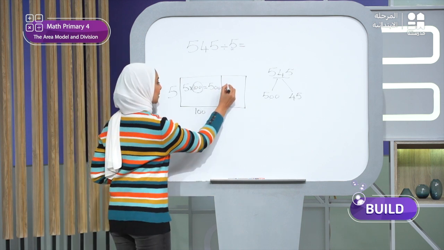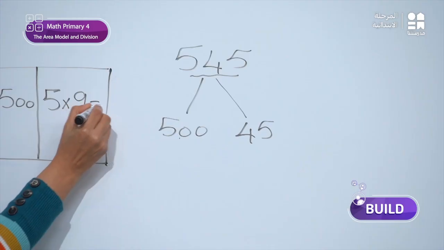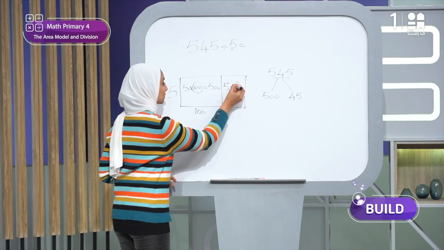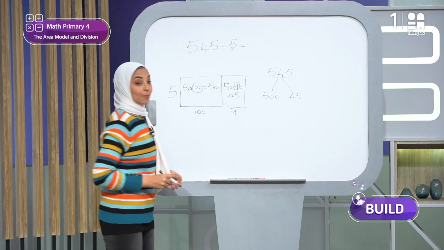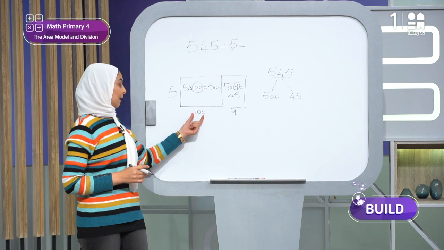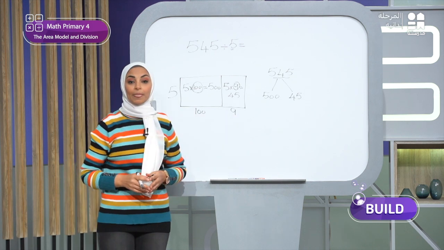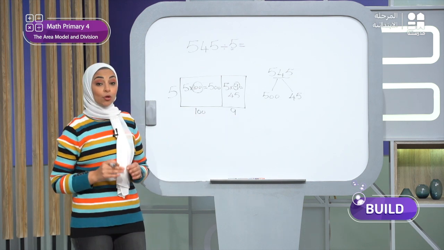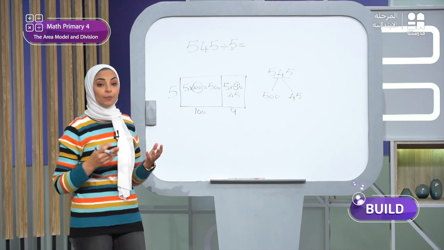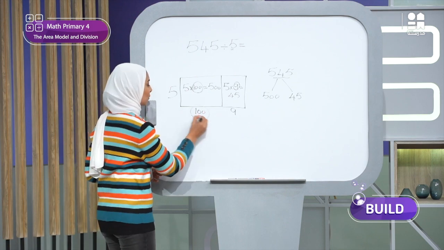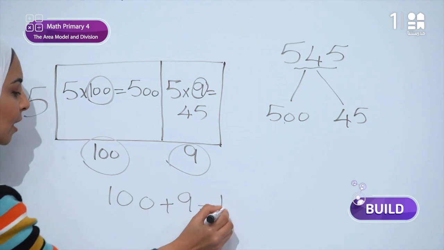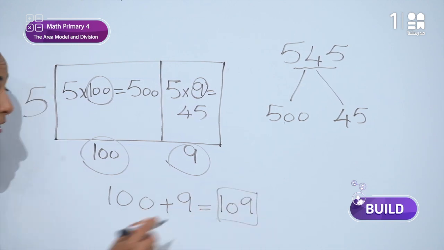So, let's write it here. 5 times 9 equals 45. And then, what should I do? Yes, I will write this 9 in this space. Then, what should I do? Yes, here I have 109. Just like that, we have now divided the entire number and the quotient is 100 plus 9. So my quotient is 100 plus 9. The answer will be 109, as you see here.